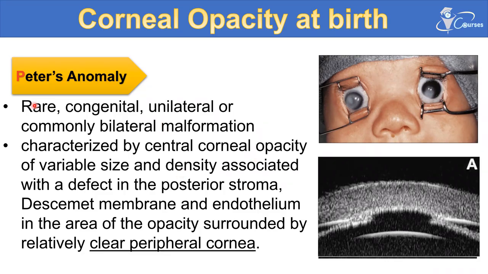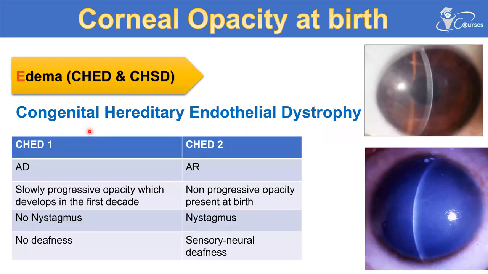So what will be the next? It is the edema. So what is the cause of the edema of the cornea at birth? It will be mostly due to congenital hereditary endothelial dystrophy or congenital hereditary stromal dystrophy. Congenital hereditary endothelial dystrophy is a type of corneal dystrophy that is present at birth due to involvement of the corneal endothelium.